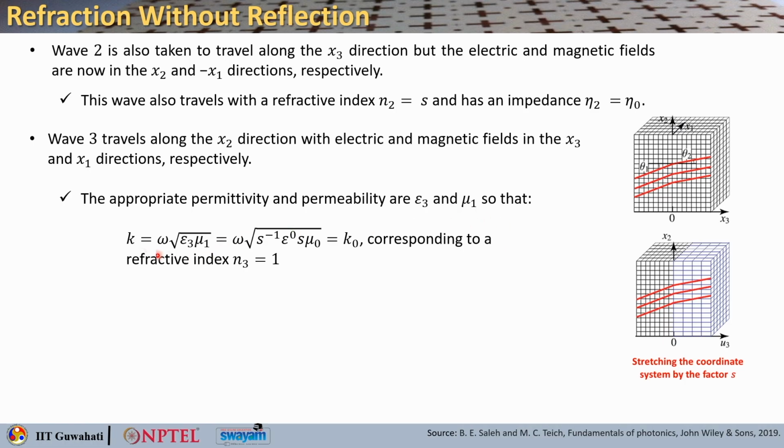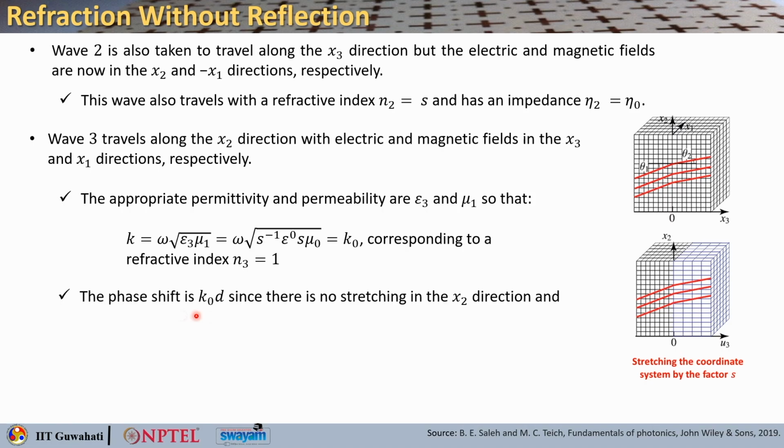So that will give you the wave number equal to omega square root of epsilon 3 mu 1. Omega remains like that. Square root of epsilon 3 can be now written as S inverse epsilon naught. There's a typo, it's epsilon naught, and mu 1 is S mu naught. So S basically cancels out and you get k naught. So that is basically giving you that the refractive index N3 is equal to 1.